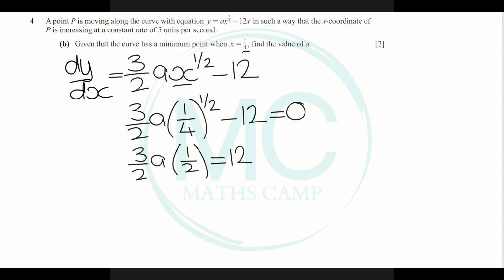Now on the left, I have 3/2 multiplied by 1/2, which gives me 3/4 a, and this is equal to 12. To solve for a, let's multiply both sides by 4. 12 multiplied by 4 is 48. Divide both sides by 3, and we get 16. So a is equal to 16.